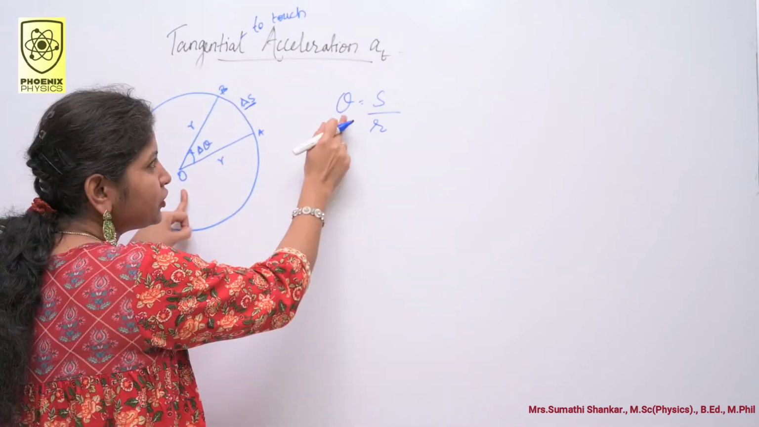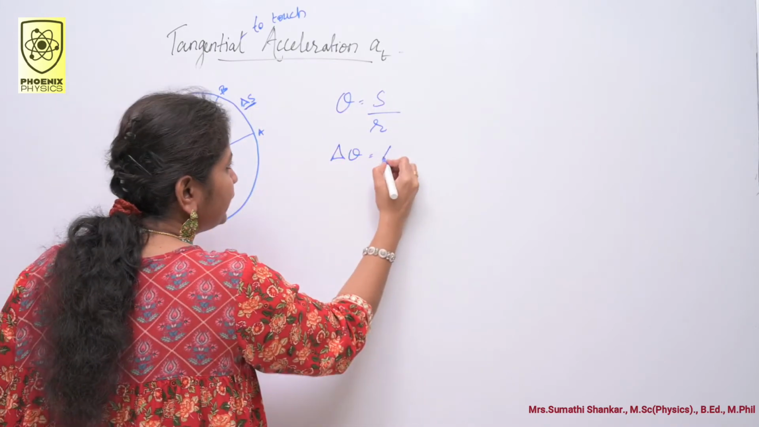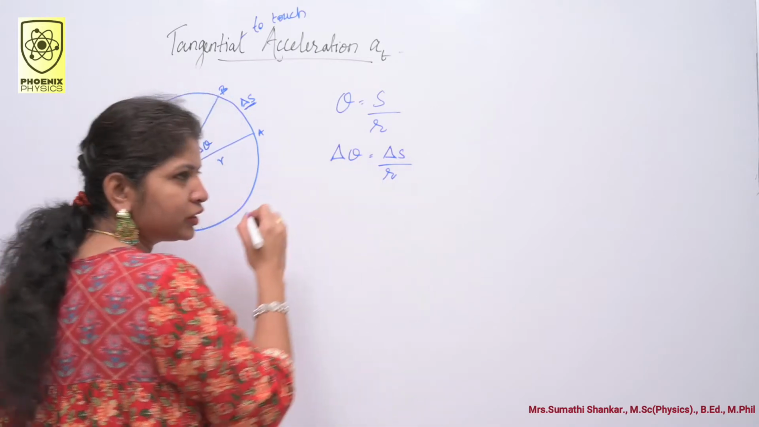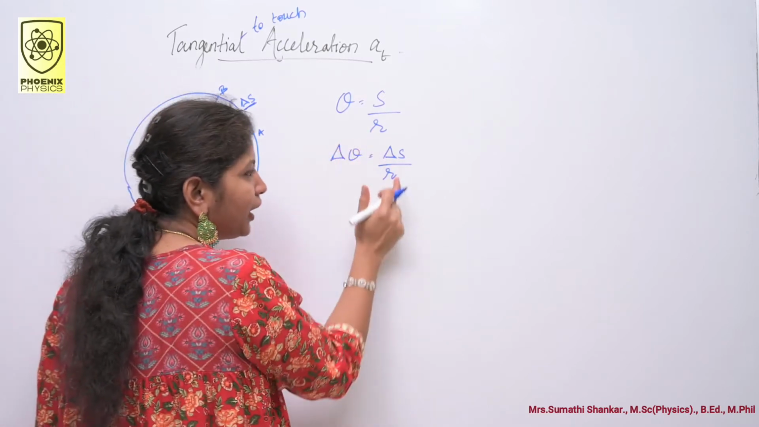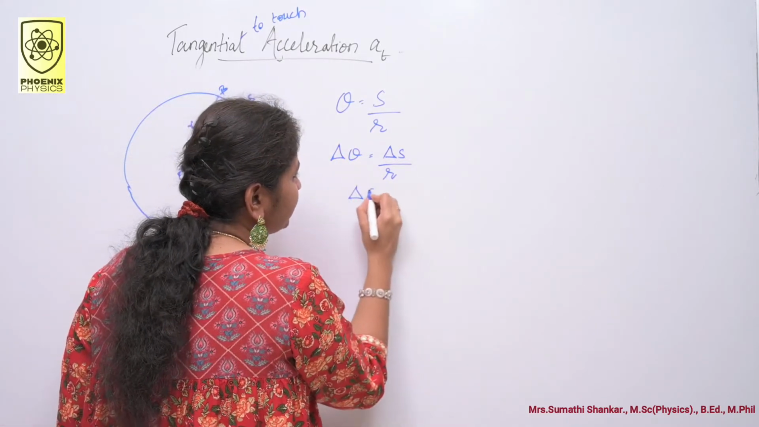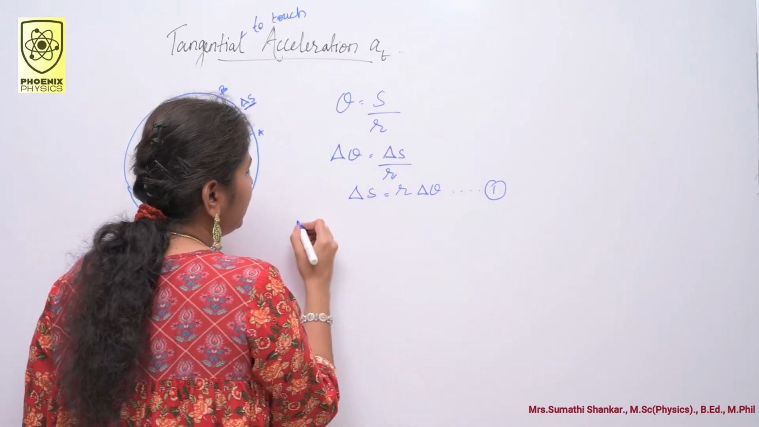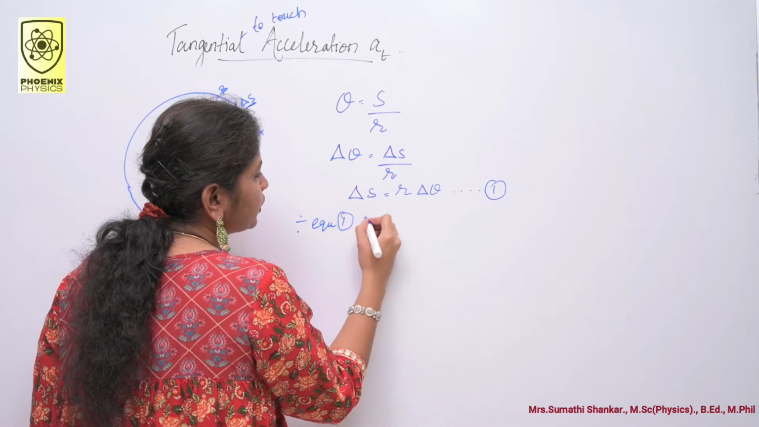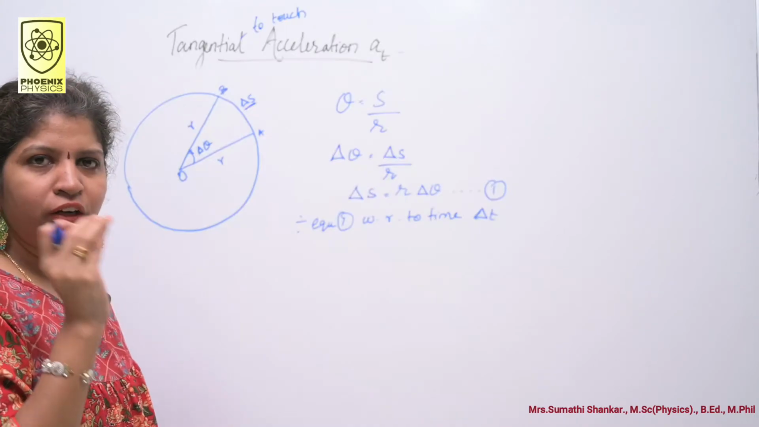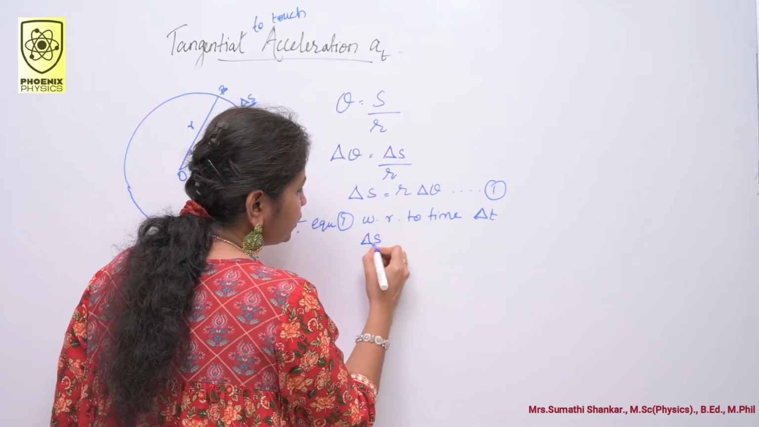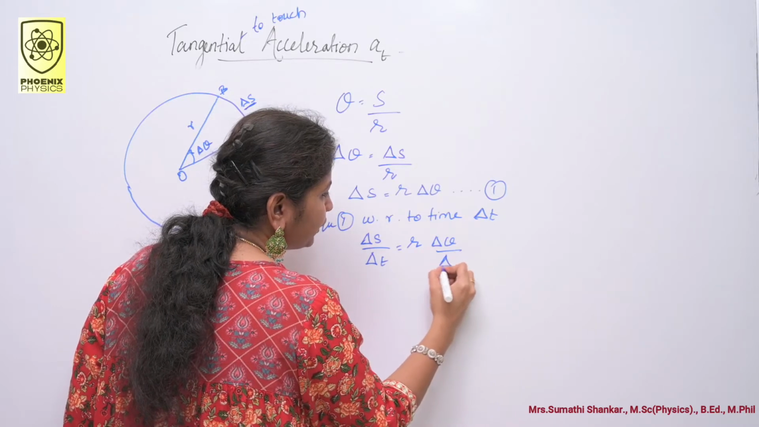Here in this diagram, instead of theta we are taking delta theta. Instead of s we are taking delta s, but r is constant because the radius is constant for a circle. So you take r as such. Suppose I want to calculate delta s, you can write r delta theta. This is our equation 1. Divide equation 1 with respect to time, delta t, a small time interval. So delta s divided by delta t is equal to r delta theta divided by delta t.